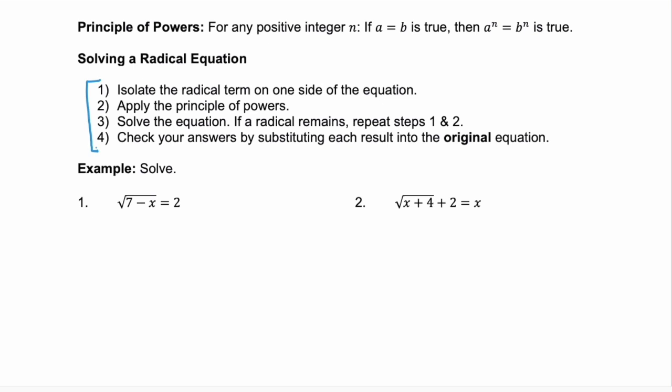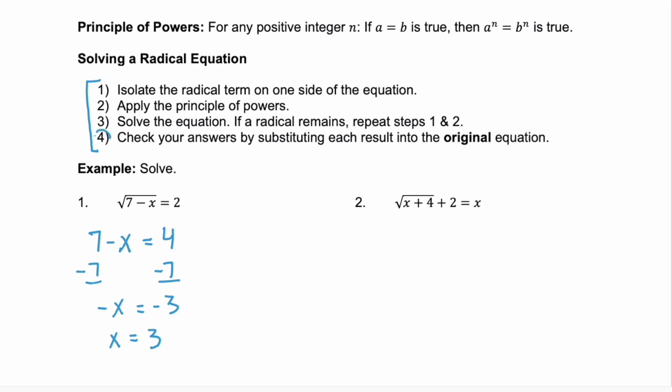In example 1, our radical is already isolated. Then we're going to take and square both sides, because if we square a radical, we're left with the radicand. So we're left with 7 minus x on the left, and we square the right, and we get 4. Now we can just solve for x. Subtract 7 from both sides. We get negative x equals negative 3, or x equals 3.